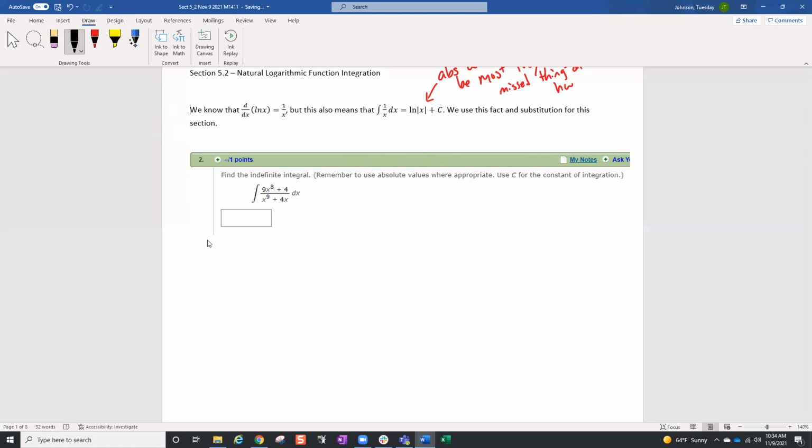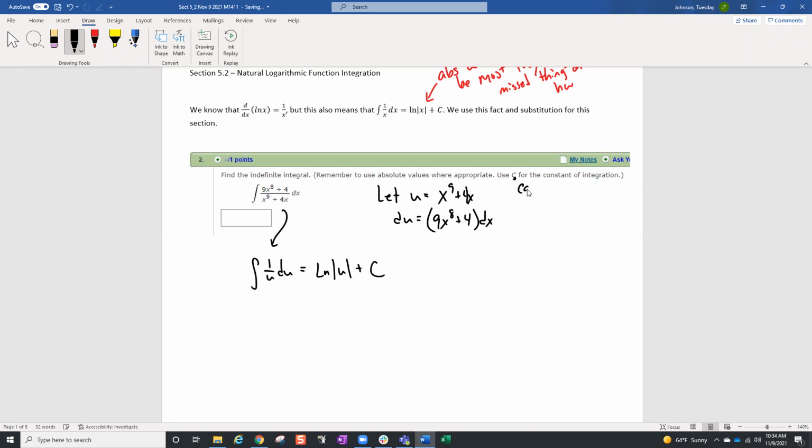So let's do this instead. Let's let u be x to the 9th plus 4x. Then the derivative of u is 9x to the 8th plus 4 all times dx. Look at that. 9x to the 8th plus 4 dx is taken up. So this integral becomes the integral of 1 over u du. Well, that was pretty quick and easy. We know that this is the natural log of the absolute value of u plus c.